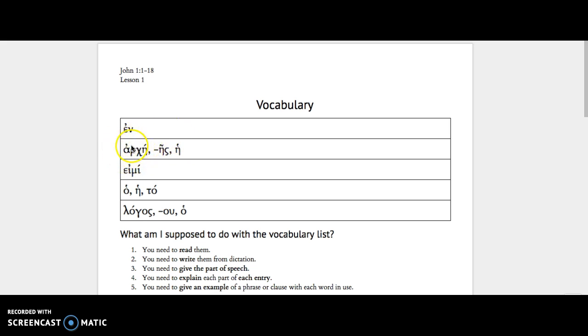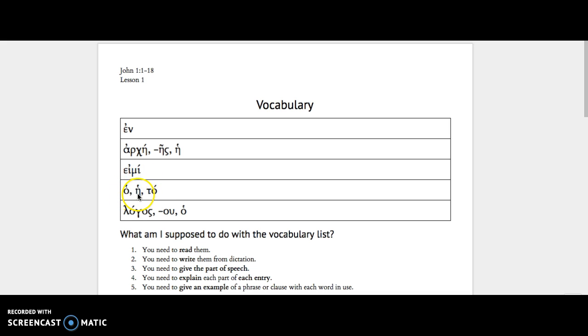The article is given in a noun's entry to show you which one it requires. Each noun requires its correct article. So we would always say ἡ ἀρχή, the beginning. We would never use the ὁ with ἀρχή. You would never see ὁ ἀρχή. It has to be ἡ ἀρχή. So this is a noun entry: word, ending, article. Εἰμί is just the word for a verb.